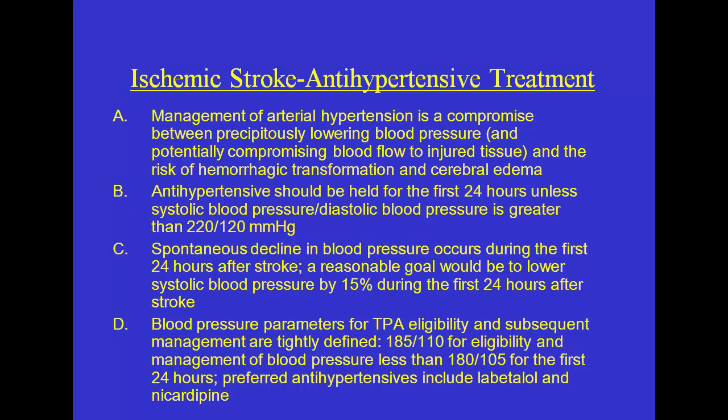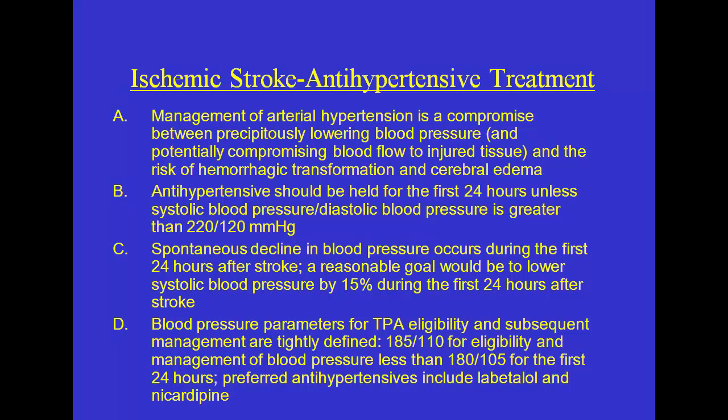Controlling blood pressure over the long term is obviously an important thing to think about in terms of secondary prevention of a stroke. But in the acute phase, we may need to elevate their blood pressure or at least not control it as rigorously. Spontaneous decline, and you have probably seen this in the stroke patients you take care of, occurs in the first 24 hours after the stroke. A reasonable goal would be to lower the blood pressure by 15% during the first 24 hours.